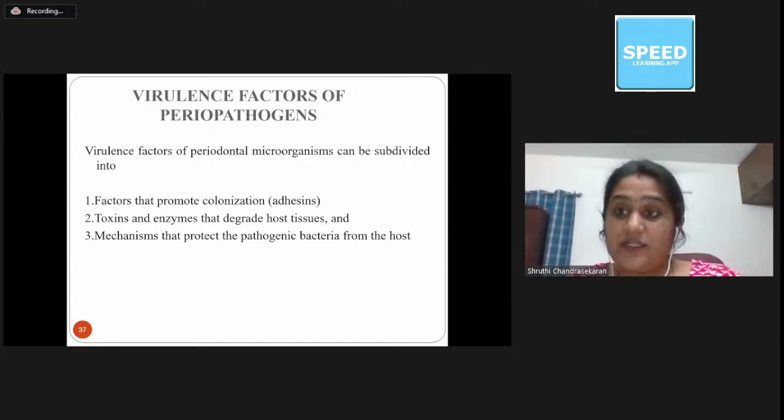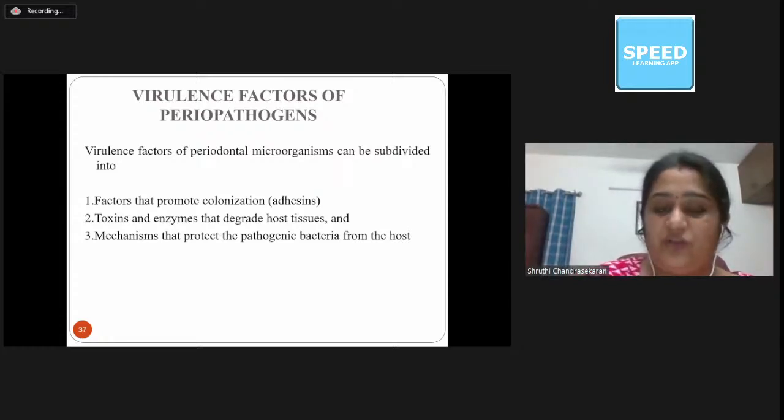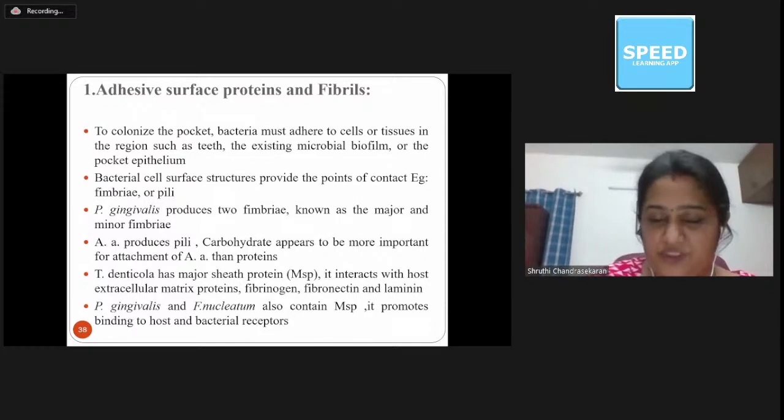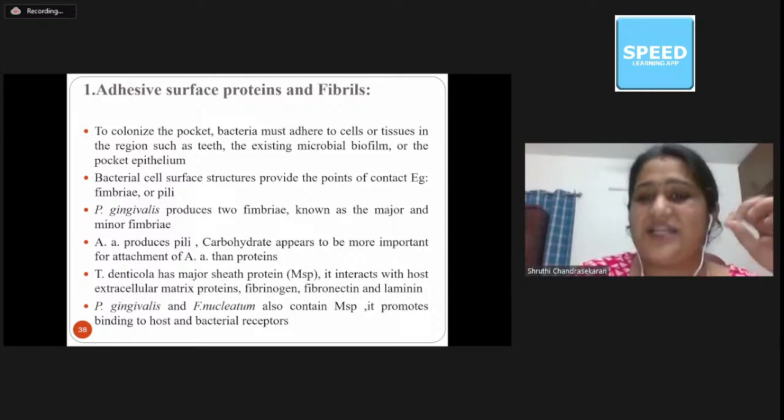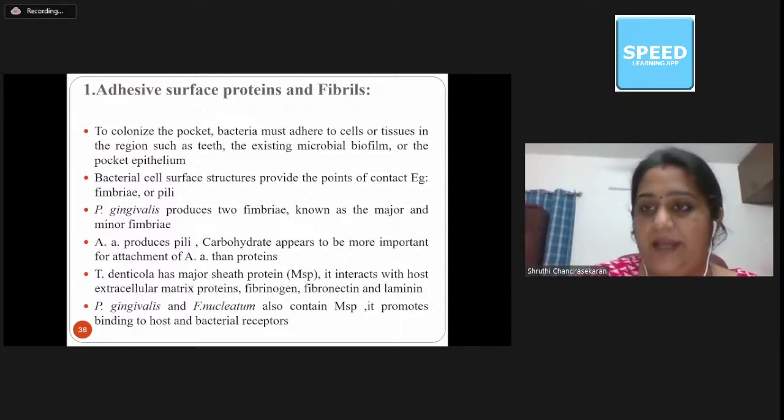Virulence factors are those factors which, when present in an organism, will be able to increase the pathogenicity of the organism. Virulence factors can be subdivided into factors which will help in colonization, toxins and enzymes that will degrade the host tissues, and mechanisms that will protect the pathogenic bacteria from the host. So what are the other factors? In order to colonize the pocket, the bacteria must adhere to cells or tissues in the region such as the teeth or the pocket epithelium, or by co-aggregation with the specific bacterial biofilm.